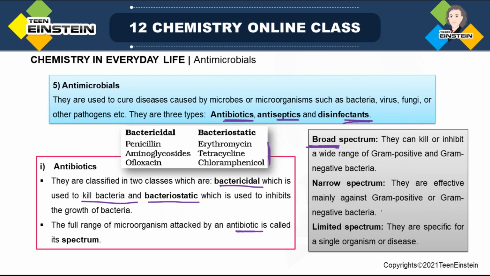But if it is narrow spectrum, that means they will be effective against either gram positive or gram negative bacteria. Okay. And if it is limited, that is even narrower than the narrow spectrum. That means they are specific only for a single organism or disease. Fine. That means under gram positive, if there are different types of bacteria, then out of this different variety of gram positive or negative, only the specific type will be inhibited by them. That is why 3 types of spectrum are possible. Now some examples we will see. Some are under broad and some are under narrow spectrum.